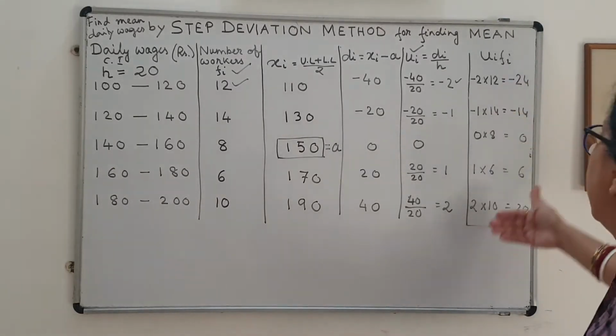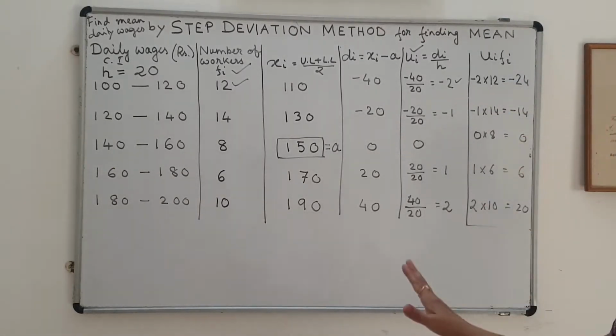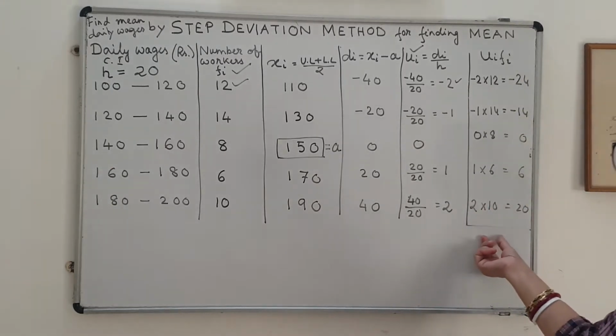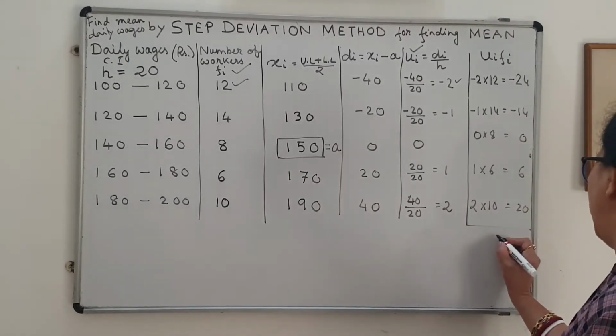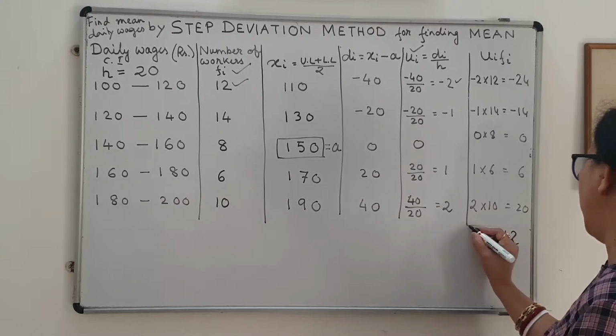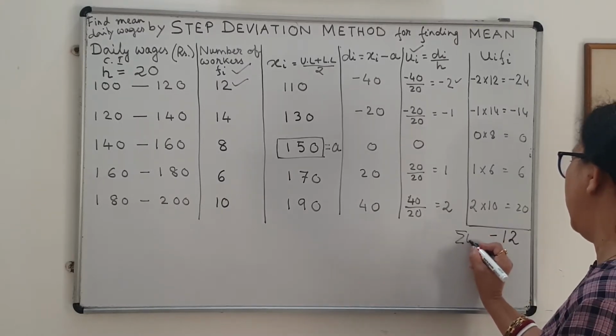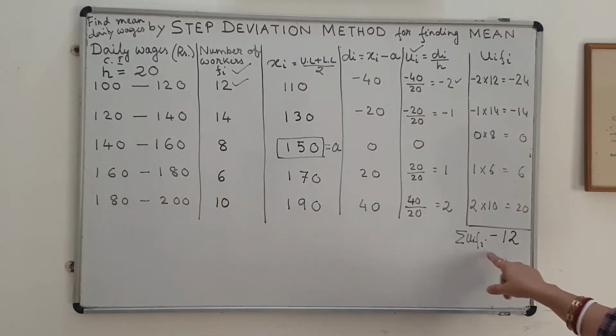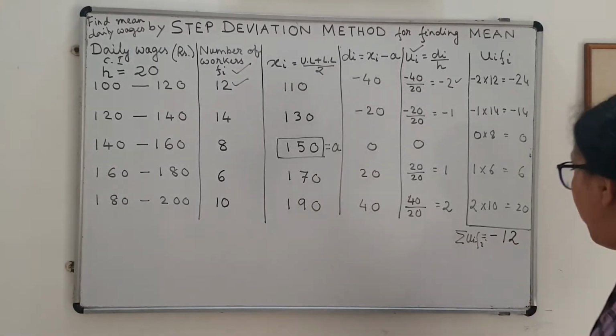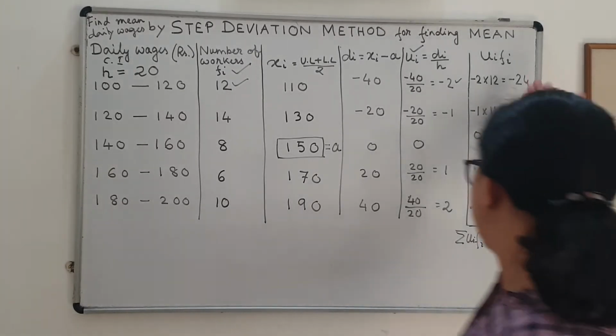The sum is so easy as 50% values are negative and 50% positive, so the value of this summation will be quite a small value. As we can see, 20 minus 24 was minus 4, and then minus 4 plus 6 is plus 2, plus 2 minus 14 is minus 12. So easily we can get it. We don't have to do any rough work. This is your sigma UiFi. Sigma means sum. So sum of these values is minus 12.